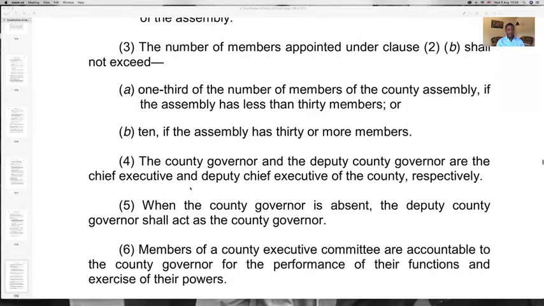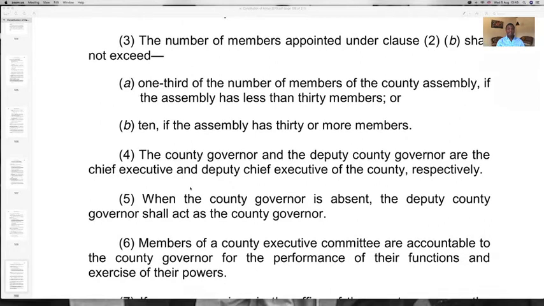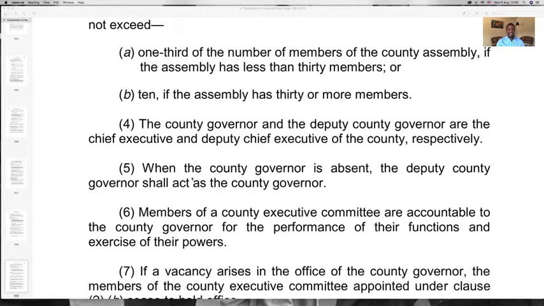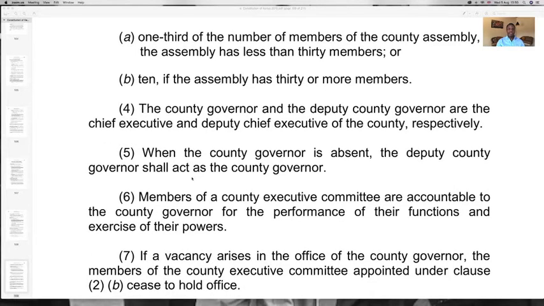The number of members appointed to the county executive committee shall not exceed 1/3 of the number of members of the county assembly if the assembly has less than 30 members. For instance, if the assembly has 24 members, the number of the county executive committee should not be more than 8. And if the county assembly has more than 30 members, the number of the county executive committee members can only be 10, or not more than 10.